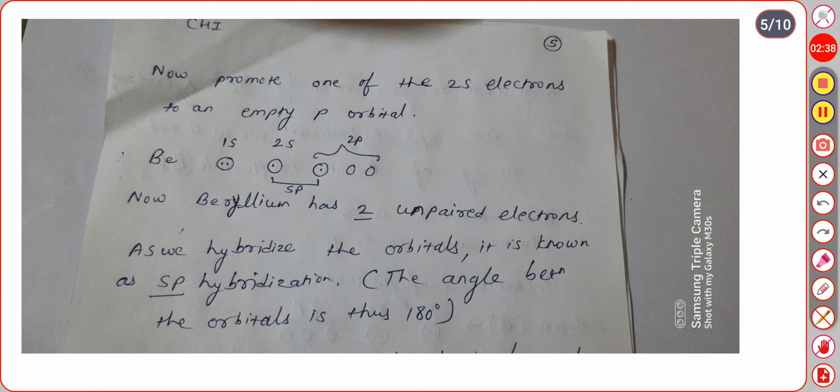Here you can see the sp hybridization diagram. Now beryllium has 2 unpaired electrons. As we hybridize the orbitals, it is known as sp hybridization. The angle between the orbitals is thus 180 degrees.